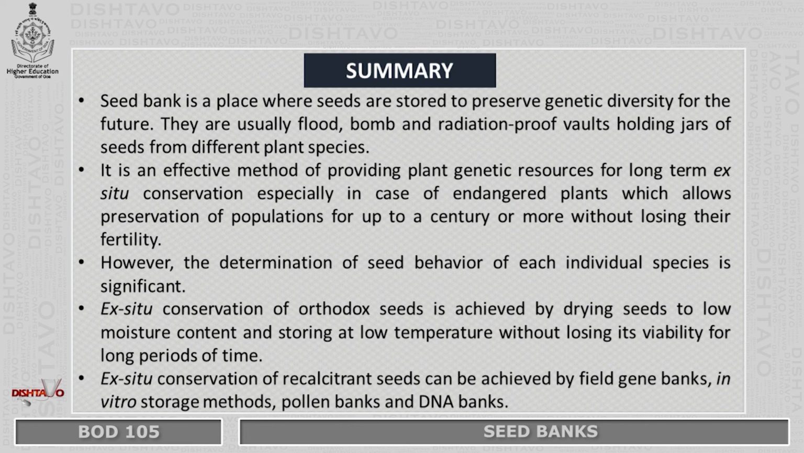However, it is of utmost importance to determine the seed behavior of each individual species, which is a significant factor. The ex situ conservation of orthodox seeds is achieved by drying seeds to a low moisture content and storing them at very low temperatures, which helps in storing them for very long periods of time without losing their viability. Whereas the ex situ conservation of recalcitrant seeds is not possible or is difficult via seed banks, and can be achieved by field gene banks, in vitro storage methods, pollen banks, and DNA banks.